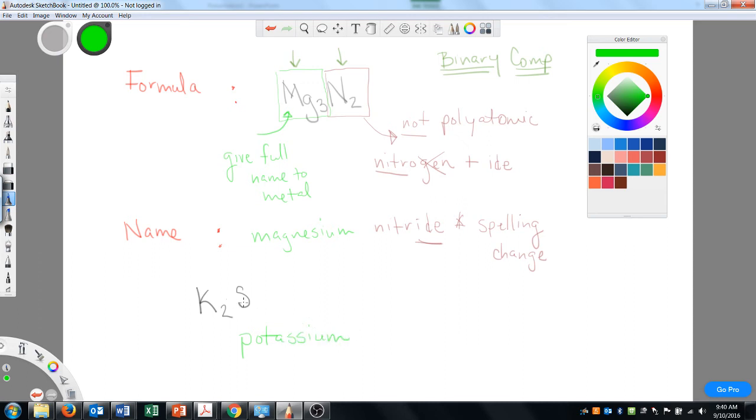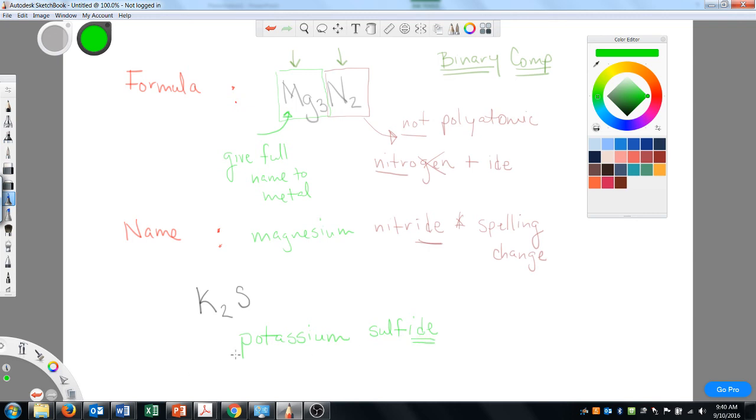We're going to look for sulfur. We see again that it's just one element. It is not a polyatomic. So we're going to keep the first syllable. We're going to drop the ending, right, the UR, and we're going to add IDE. So he's going to be potassium sulfide. There's my nonmetal spelling change.